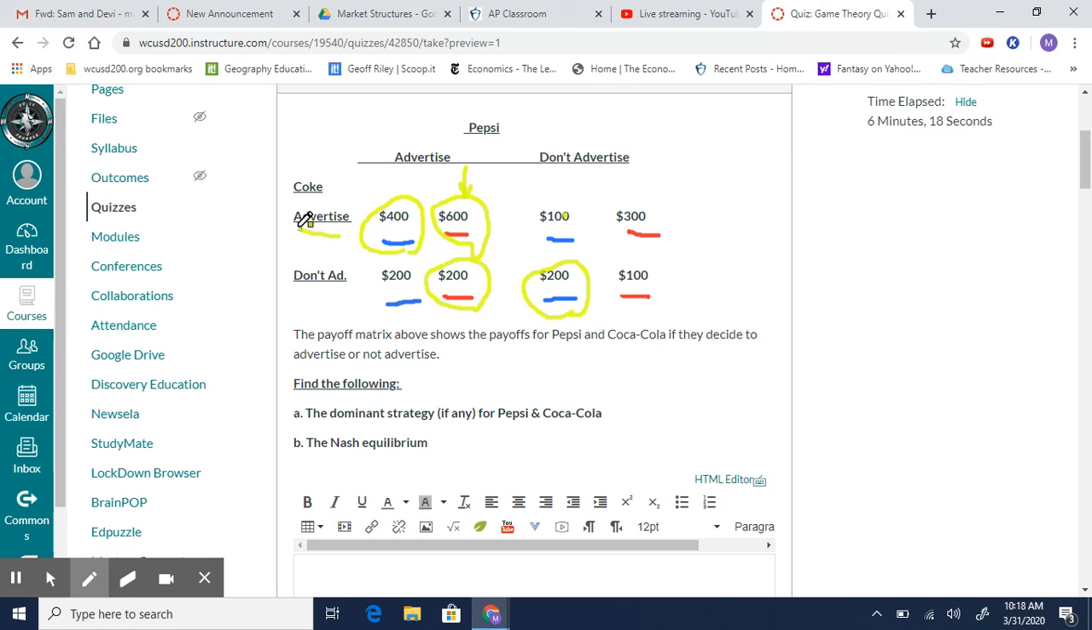So the Nash equilibrium is to advertise, because the Nash equilibrium is when you have two circles in one quadrant. Okay? So that's the first one for you. You get a freebie. Hopefully that makes sense.